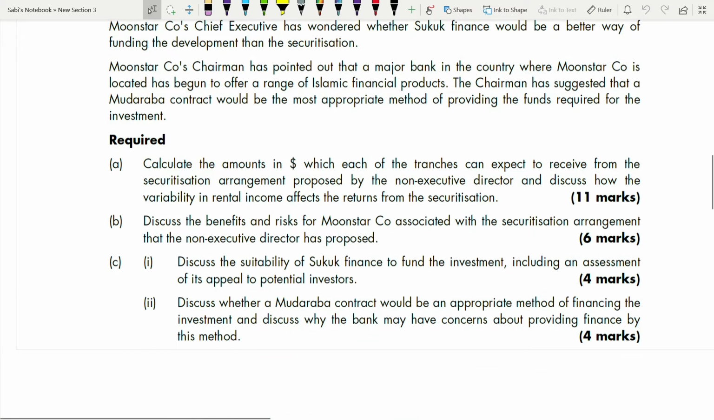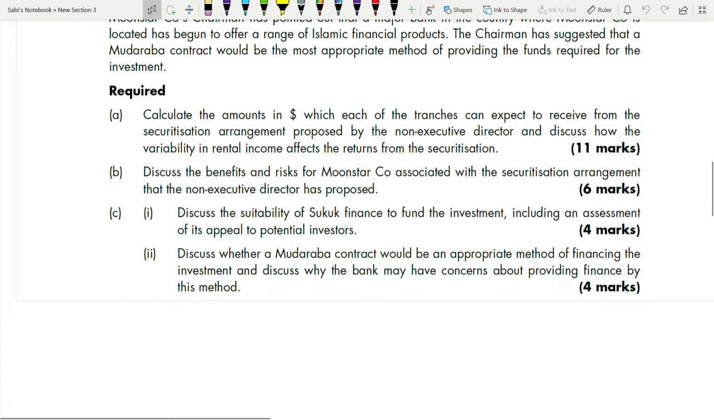Calculate the amounts in dollar which each of the tranches can expect to receive from the securitization arrangement proposed by the non-executive director and discuss how the variability in rental income affects the return from the securitization. Most of you, when you read this requirement, will not be able to understand what they are asking because it's quite complex, securitization and all those things, but it's okay. When we go through that, we'll understand. So basically the main thing here is about securitization.